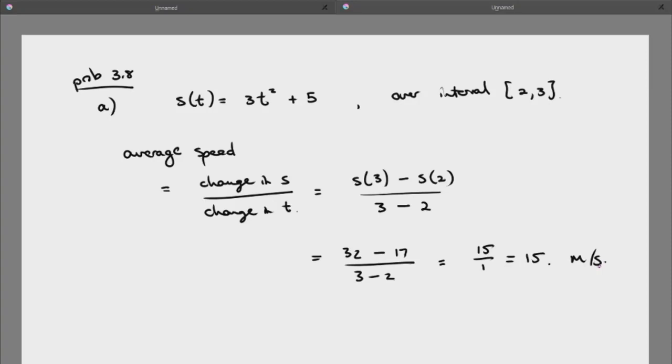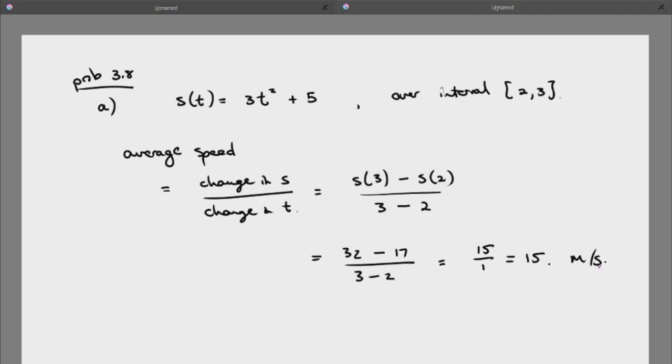Don't always expect the worst. Sometimes the question is just that simple. And in the case of an average rate of change, it's as simple as changing y over changing x. There is no trickery here. Any questions on this? Yes?